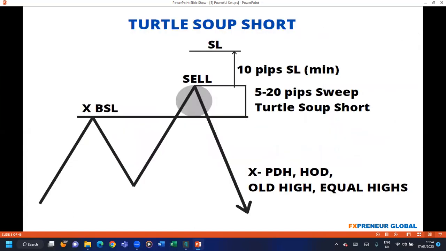This is a graphical representation of the turtle soup. We have here a previous high. Then price went up, took out the high, and the range of the hunt was about 20 pips. And afterwards, see how the market made a swift movement to the downside.